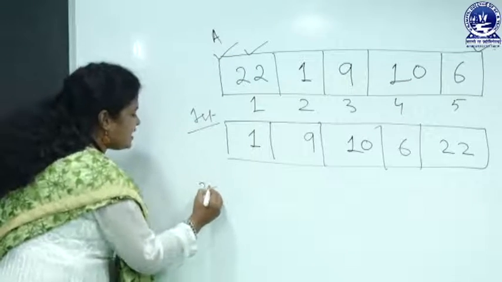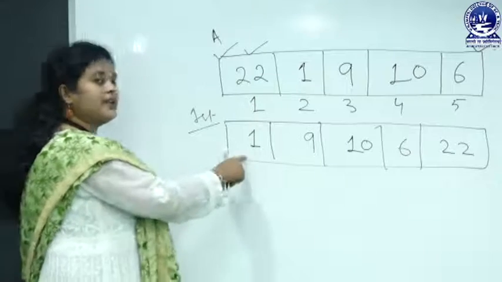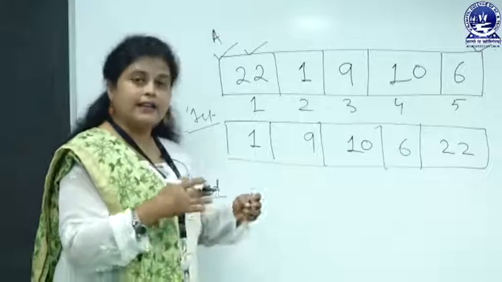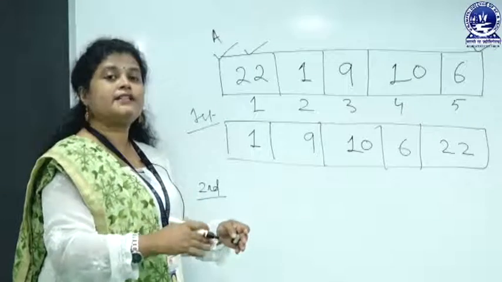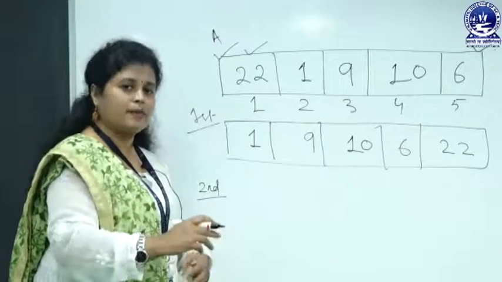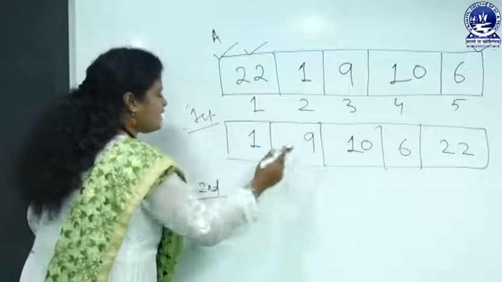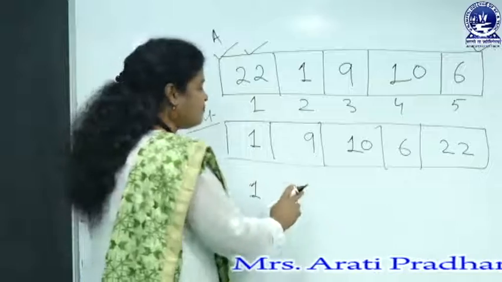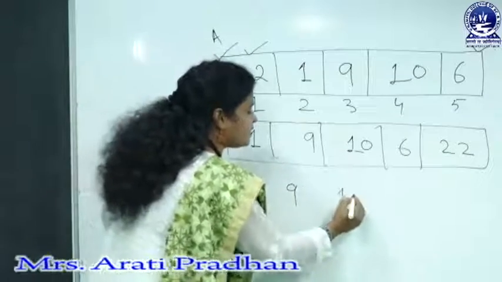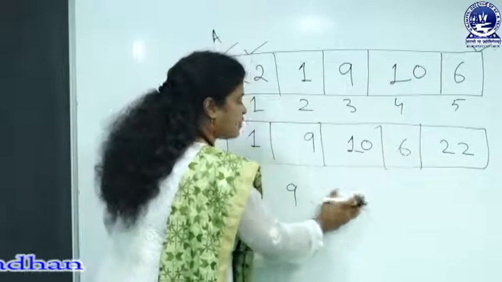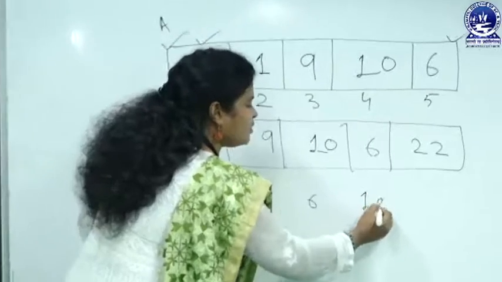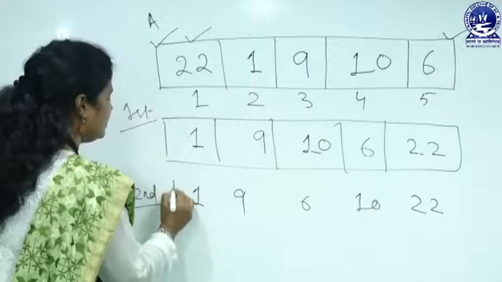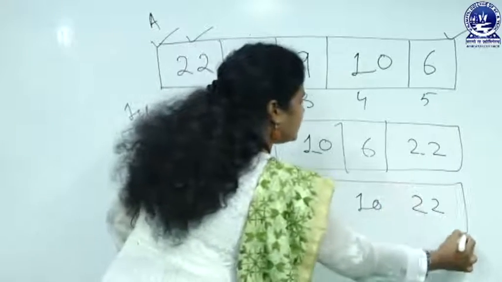In the case of the second iteration, what will happen? Again sorting, again comparison and again swapping. If any element is greater in value in comparison to its next consecutive location, then swapping. So, 1 with 9 there will be no swapping, 1 and 9 will be in the same location, no problem. 9 with 10 no swapping, then 10 with 6 yes swapping, 6 will be here, 10 will be here, then 10 with 22 no swapping. This is after the second iteration.